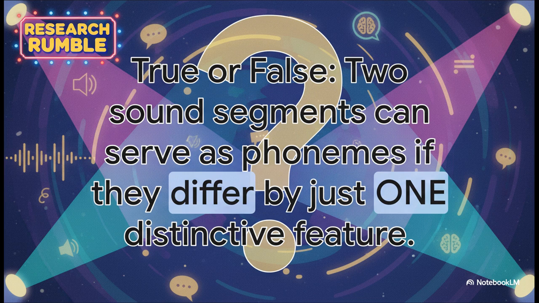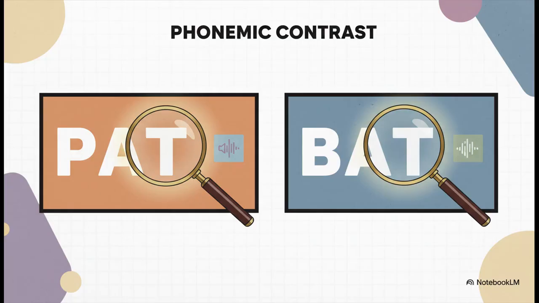Time's up. So, what do you think? And the answer is true. Absolutely. That one single difference, that one little distinctive feature, is exactly what lets us tell pat from bat. It's the whole principle of phonemic contrast. One tiny change creates a whole new meaning. It's so simple, but so powerful.